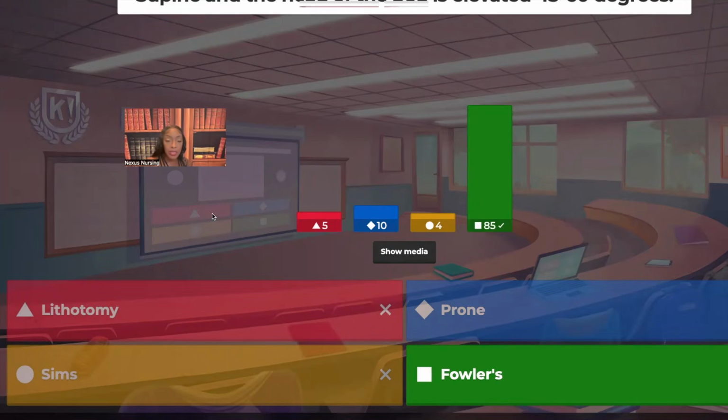And then last is prone. Prone is when you're lying down on your stomach, but your head is turned. So you're lying flat on your abdomen, but your head is turned to the side, okay?